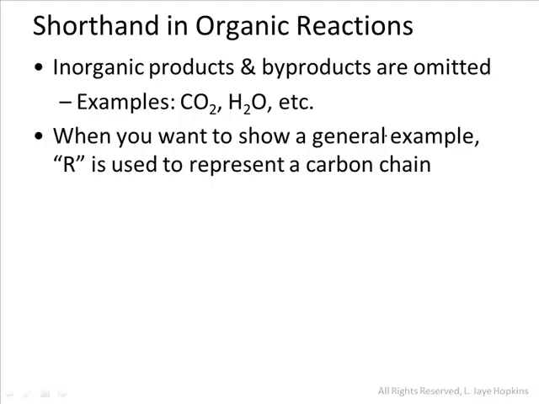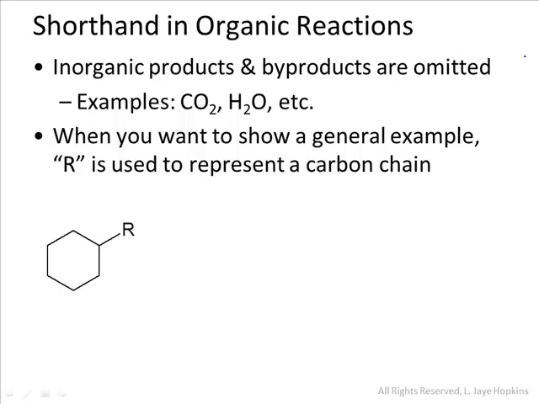Finally, something you'll see over and over again in organic chemistry is the use of the letter R, a capital R to be specific. The capital R is used when you want to show that a molecule has a carbon chain, and you don't really care whether it's a methyl, ethyl, propyl, or any other group. So R is a general thing that we use to mean put a carbon chain here.